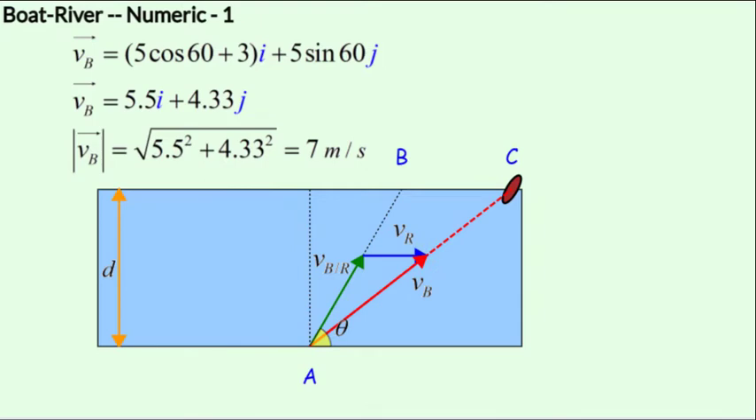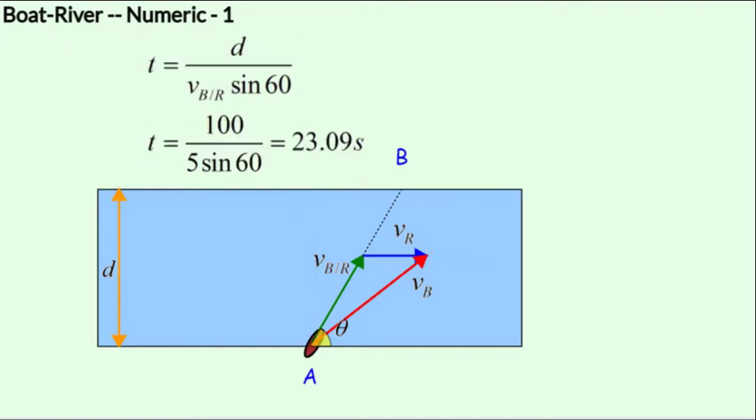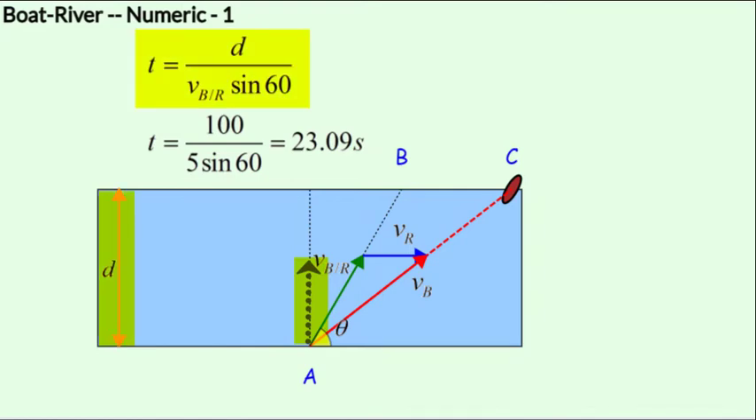Now let's find the time it takes to cross the river. If we take the y component of the velocity vb, it is 5 sin 60 j, and there is no acceleration in the y direction. So the time taken is the distance 100 meters divided by the velocity 5 sin 60. So we obtain the time taken to cross the river as 23.09 seconds.